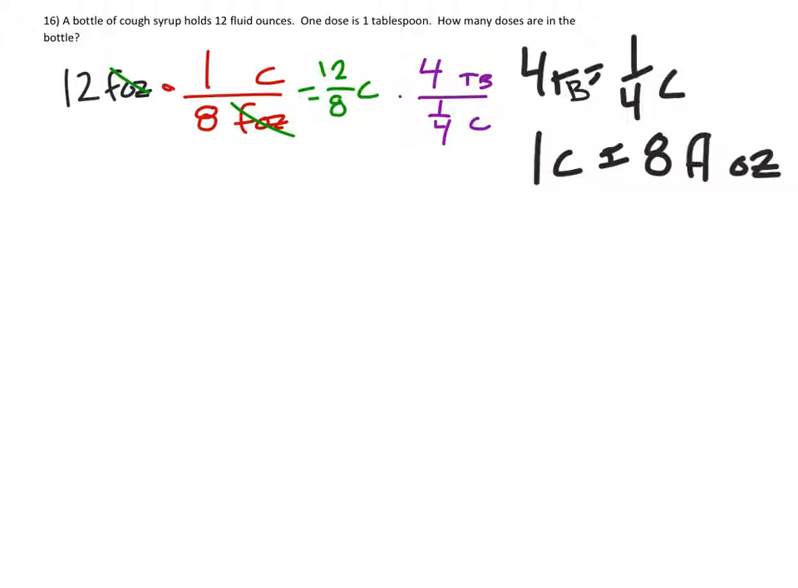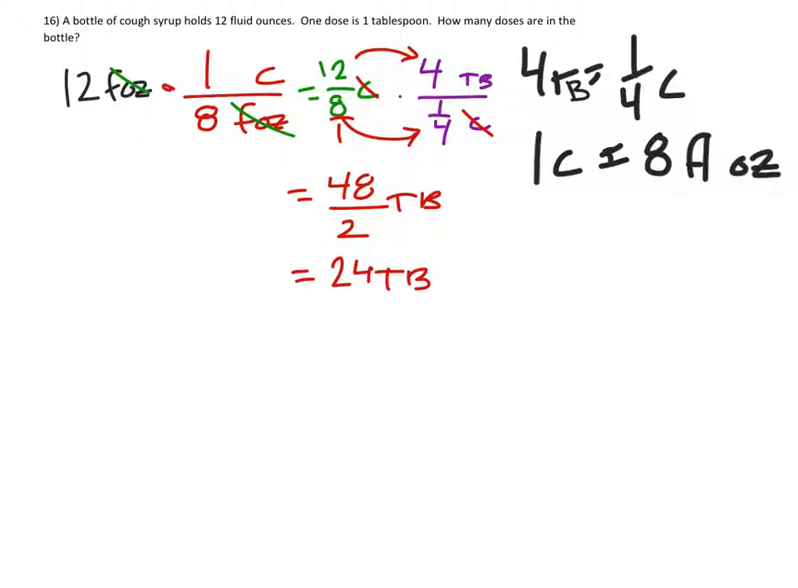Now we'll multiply these. 12 times 4 is 48. 8 times 1/4. That's something I can do in a calculator, or we can use fraction multiplication. In any case, it comes out to 2. My cups canceled out, and I'm left with tablespoons. So to finish this off, 48 divided by 2 would be 24 tablespoons. So how many doses are there? Well, 1 tablespoon is a dose, so that actually ends up being a conversion as well. I'm going to change tablespoons to doses. 1 dose is 1 tablespoon, and multiplying these out, I get tablespoons canceled, and I get 24 doses.